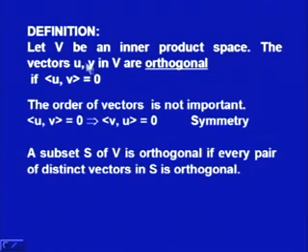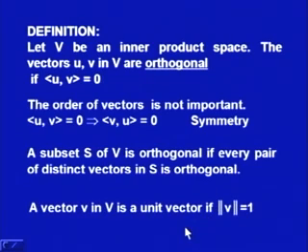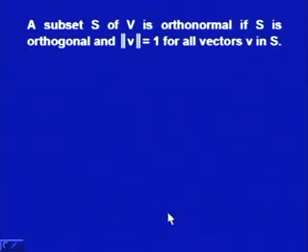Here we have defined orthogonality between two vectors. Now, we are defining orthogonality of a set of vectors. So, a subset S of V is orthogonal if every pair of distinct vectors in S is orthogonal. And then a vector v in V is a unit vector if the norm of this vector is 1. That is how we define a unit vector.